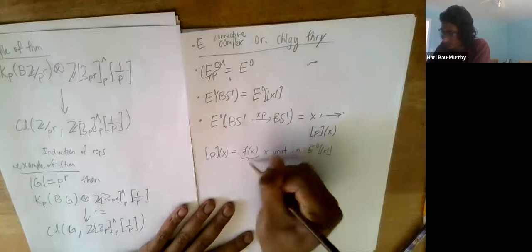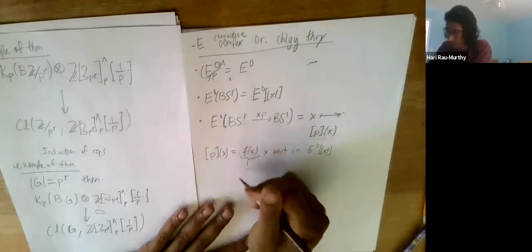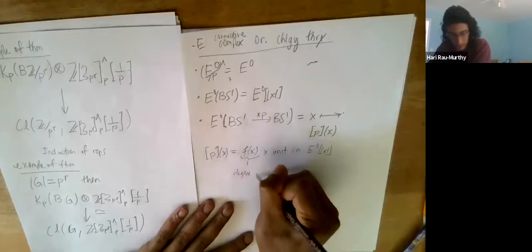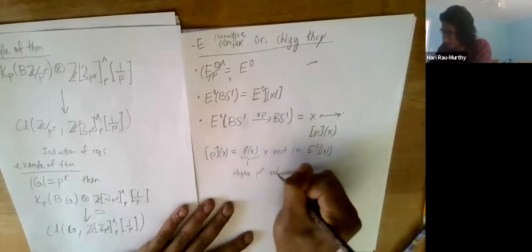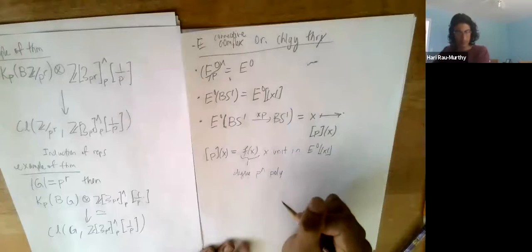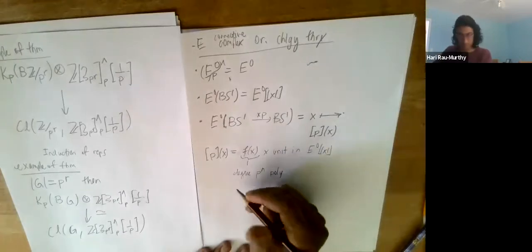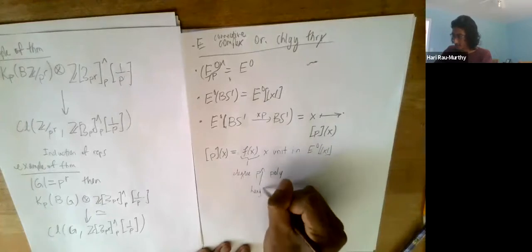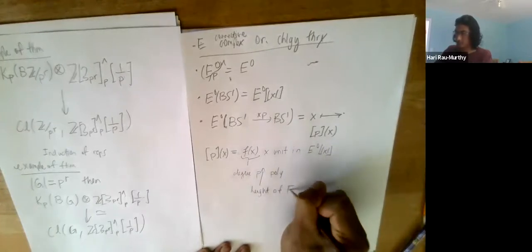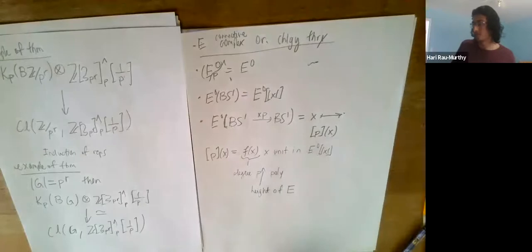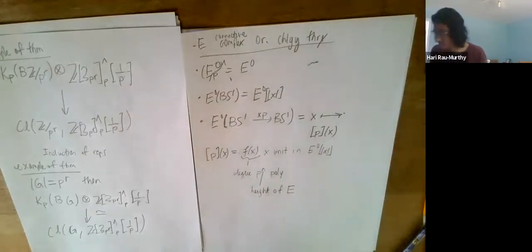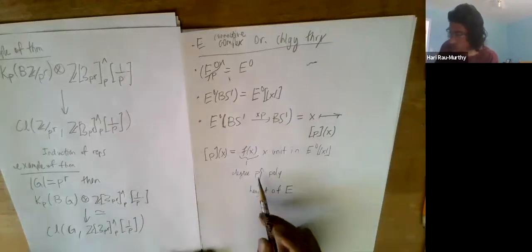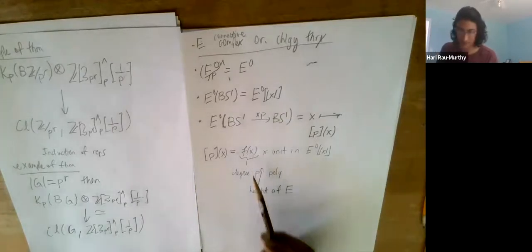and this polynomial is a degree p to the n polynomial. And this n over here is called the height of E. So that's what the height of a complex-oriented cohomology theory is. It's just the degree of the polynomial that comes out.